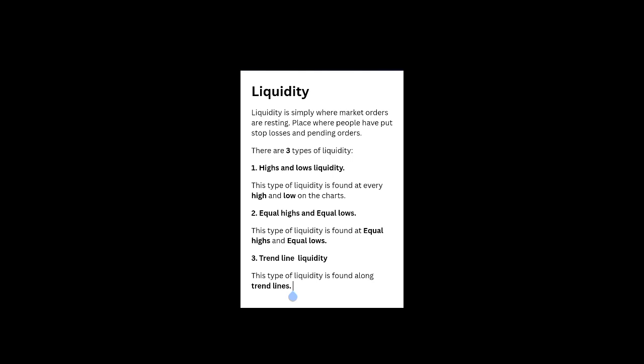When you look at the charts where you see equal highs and equal lows, just know that liquidity is resting there and people have put stop losses there as well as pending orders in anticipation of breakouts and things like that. And then finally, trend line liquidity. Along a trend line, as the market touches the trend line, people enter into the markets and they put stop losses to protect their orders. So that's where the liquidity lies.